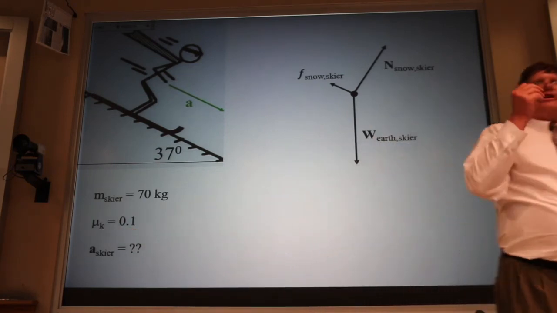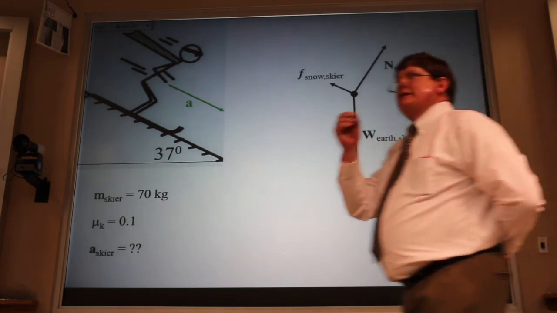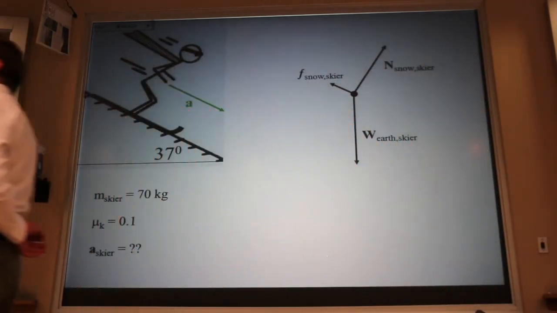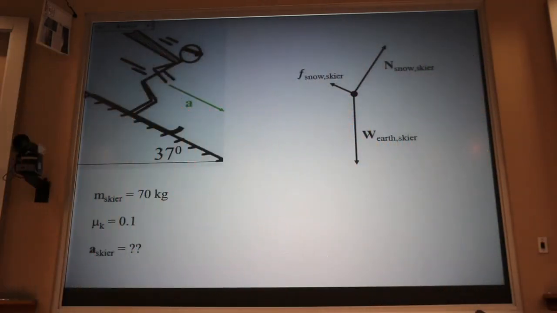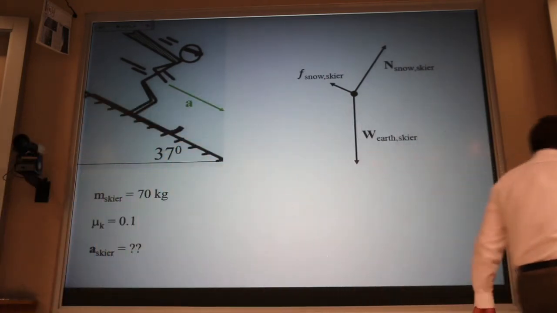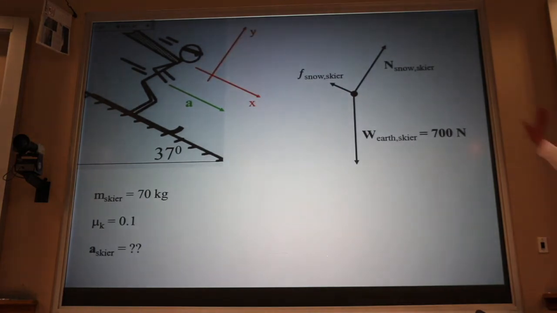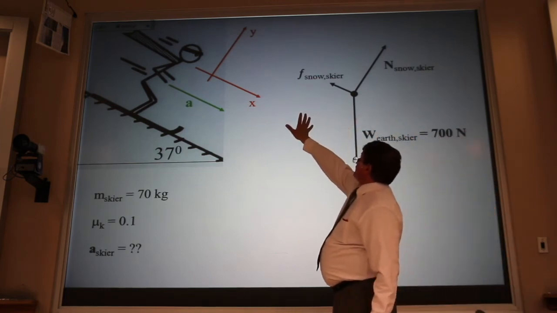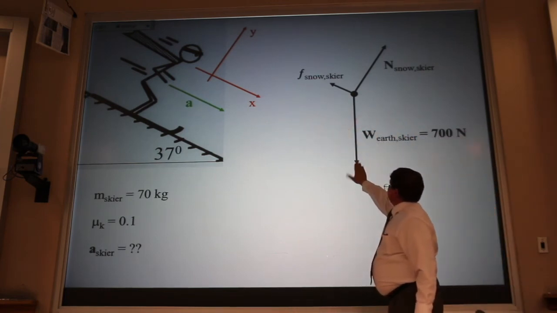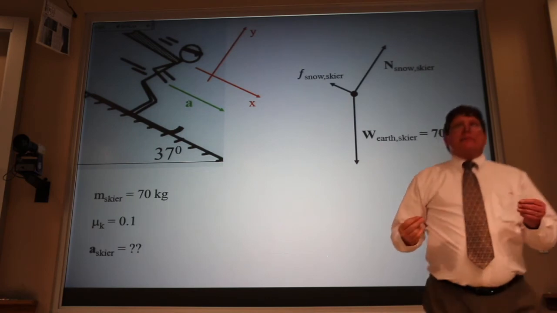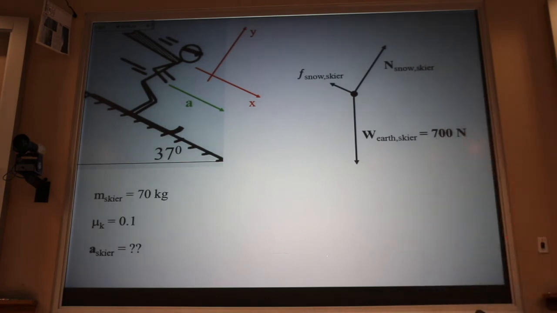Now, this problem will be very, very difficult, requiring 2 equations and 2 unknowns, unless you tip your head. If you rotate your coordinate system to line up with the hill, then all the forces will be lined up with your coordinate system except for this one. We break up that weight force by looking in the direction of the normal force.